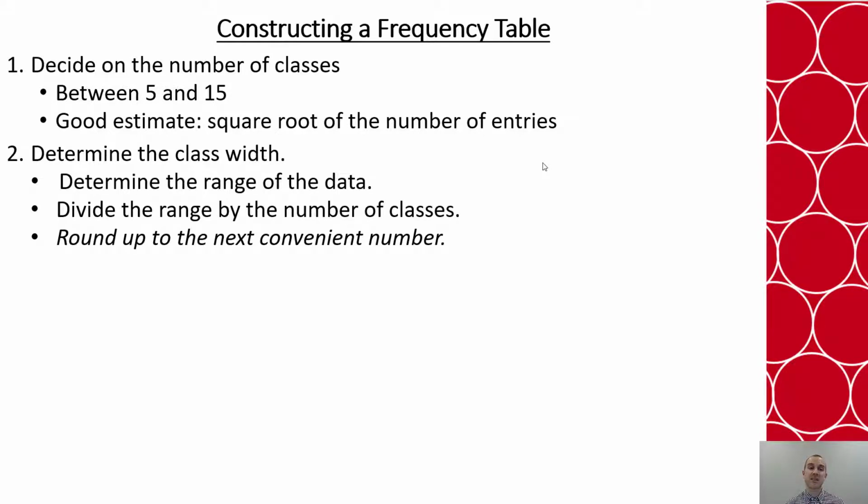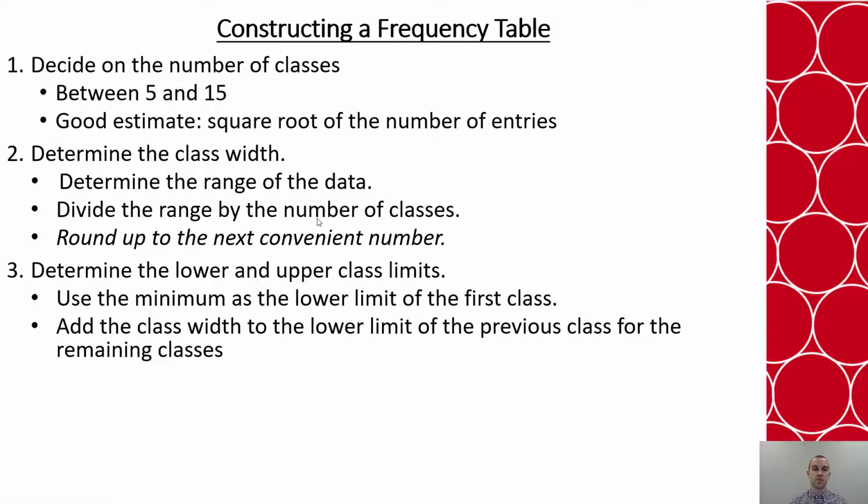To determine the class width, we first need to find the range of our data, then we divide that by the number of classes, hence why we start with the classes first. Now this isn't always going to give you a whole number, so we round to the next convenient number.